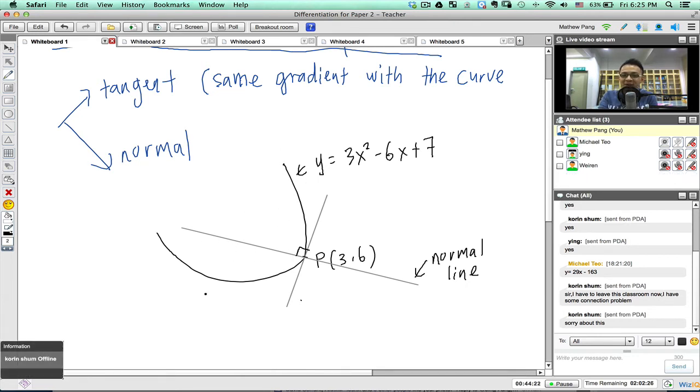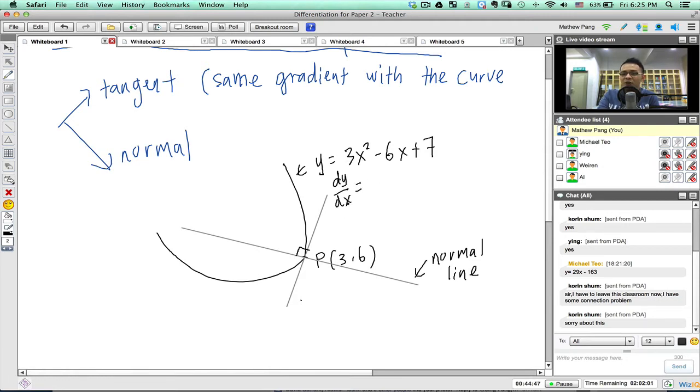So let's say now we have the curve over here, and we've got the equation. This is the equation of the curve. Right now, I want you to find the equation of the normal. First, you must get the gradient of the tangent, then only can you find the gradient of the normal. So what I will do is differentiate this, dy/dx.